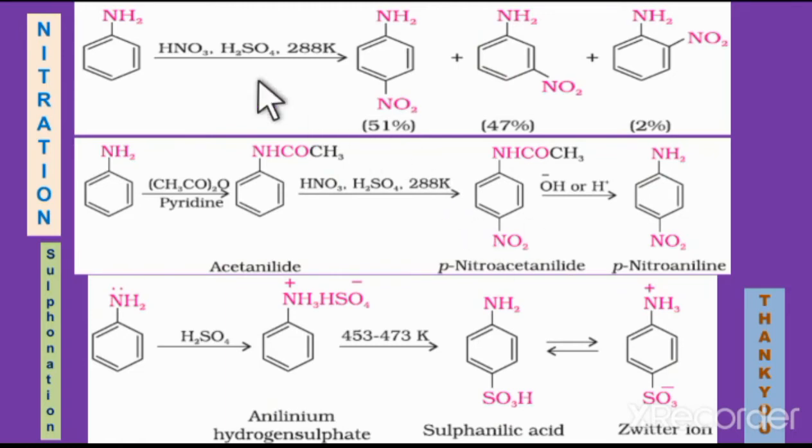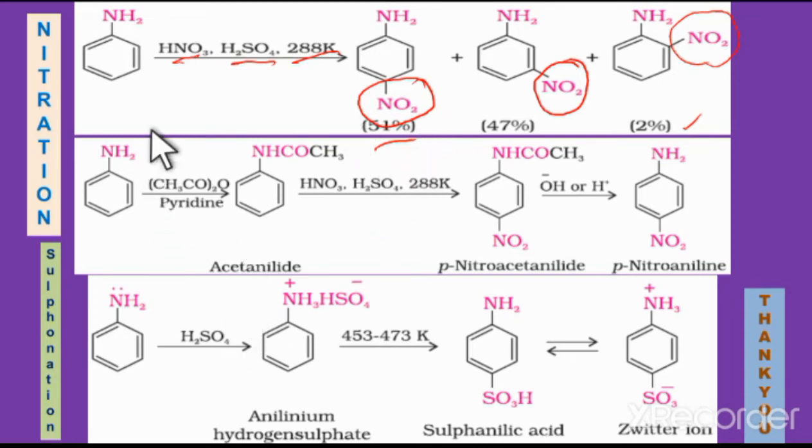Next is the nitration reaction. When aniline is treated with the nitrating mixture, concentrated nitric acid and concentrated sulfuric acid, at 288 Kelvin, it gives para-nitroaniline, 51%, meta-nitroaniline, 47%, and ortho-nitroaniline, only 2%. So a mixture of nitro compounds is obtained.